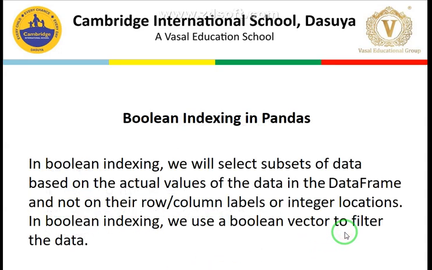Boolean indexing, just revise what we have done in the last lecture. We select a subset of data based on the actual values of the data in the data frame and not on their row and column labels. Earlier we were picking the values based on their row and column labels, clear? But now we are picking up the values based on Boolean indexing. So we use a Boolean vector to filter the data.